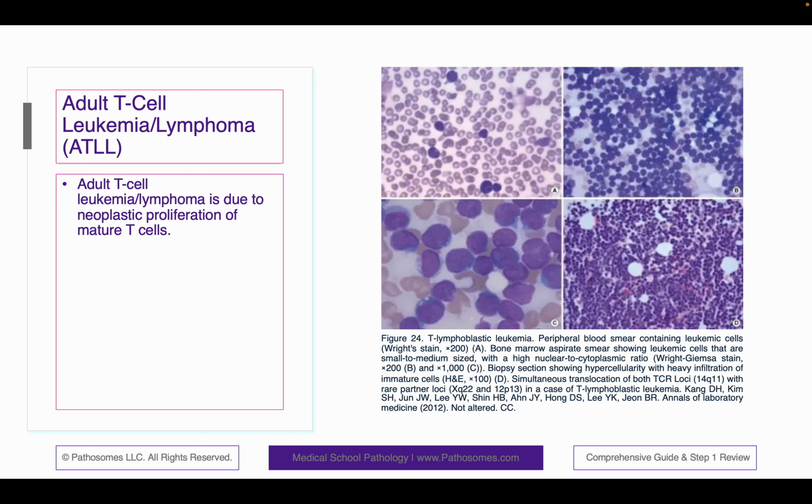Let's move on to adult T-cell leukemia/lymphoma. Adult T-cell leukemia/lymphoma is due to neoplastic proliferation of mature T cells, as we can see here on the right. This is a patient with T lymphoblastic leukemia. Specifically, the peripheral smear shows leukemic cells. Then there's a bone marrow aspirate showing leukemic cells that are small to medium sized. In C, we have the biopsy section showing the hypercellularity and all those basophilic cells. In D, we can see simultaneous translocation of both TCR loci.